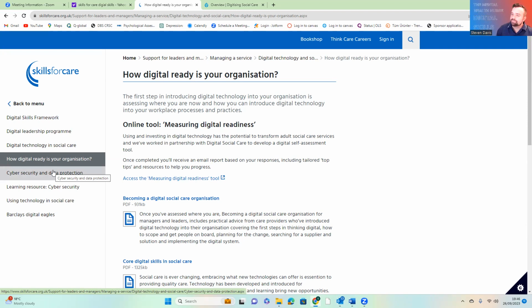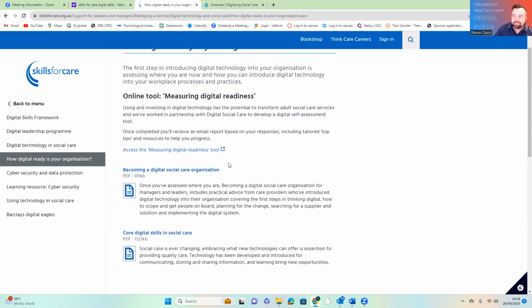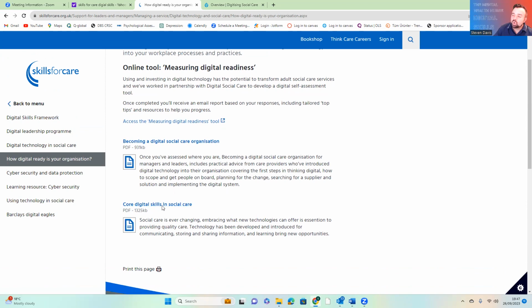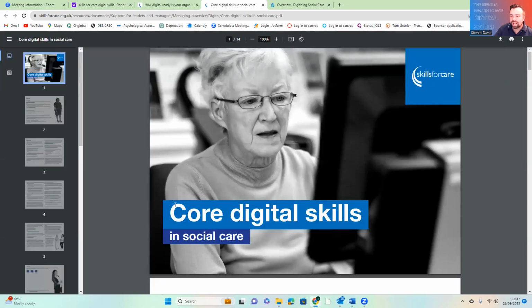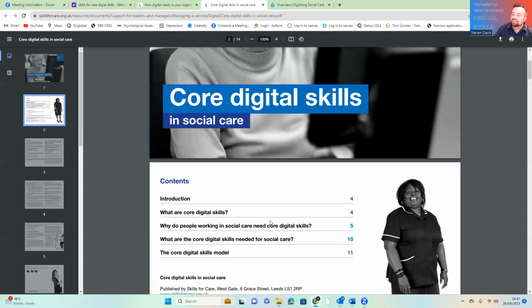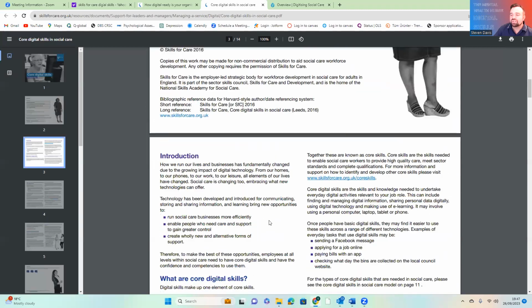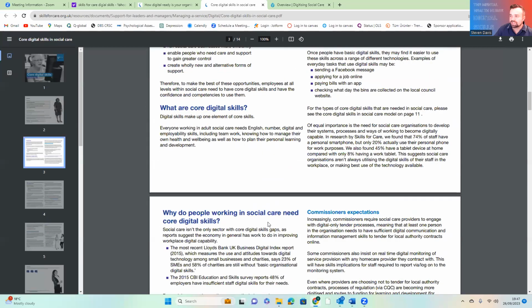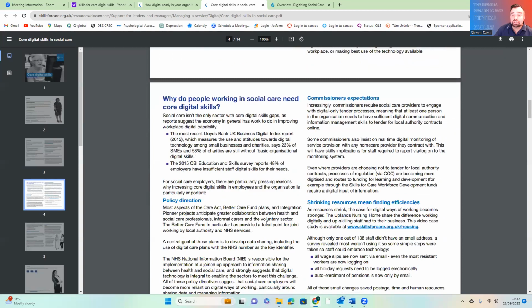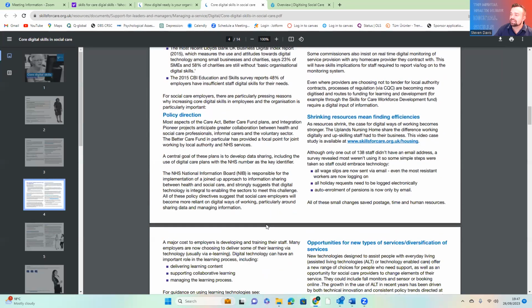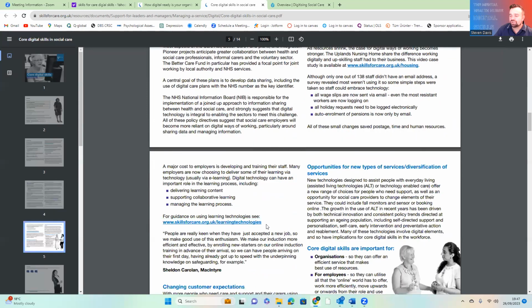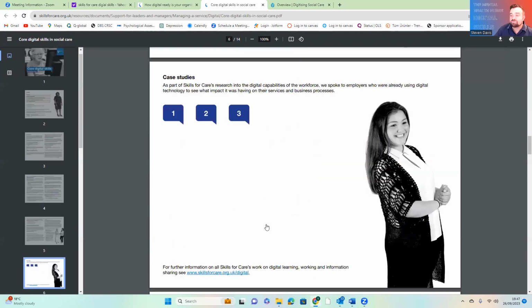ready your organization is. So that's looking at becoming more digital savvy, making sure that you've got the right policies and procedures in place, and looking at the core digital skills in social care. Again, they've done a nice little publication on this, looking at what core digital skills are, the importance of English, maths, and IT, how you can screen in interview processes, and obviously making sure that staff are ready.